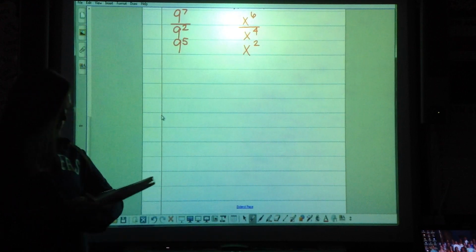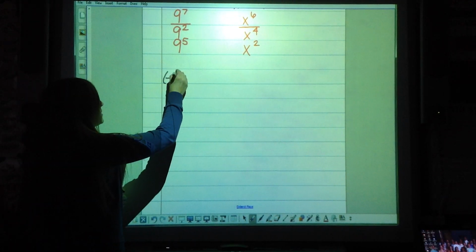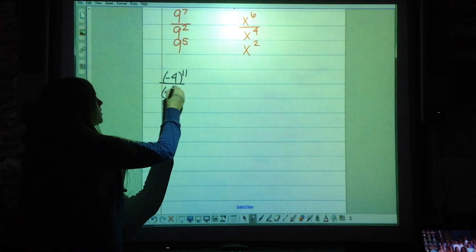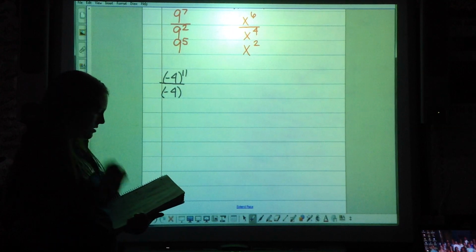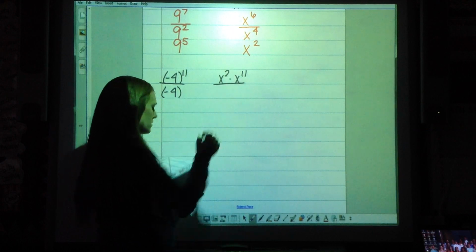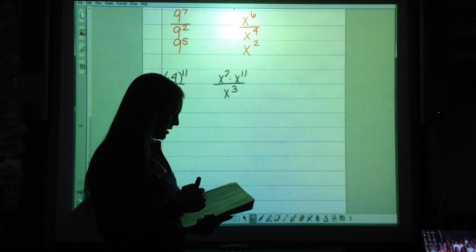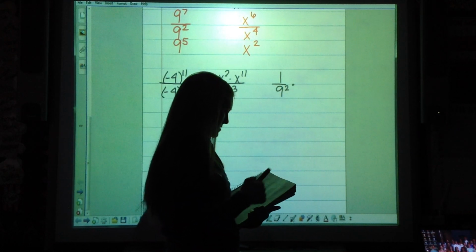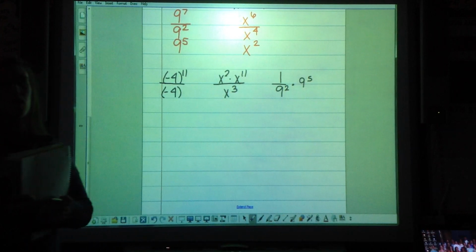Okay, I have 4 problems for you to try. I would like you to try -4 to the 11th power over -4, and x squared times x to the 11th over x cubed, and then 1 over 9 squared times 9 to the 5th. I guess I only have 3 problems for you, but you need to push pause and try those now.